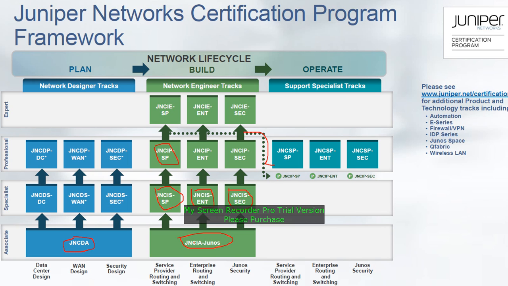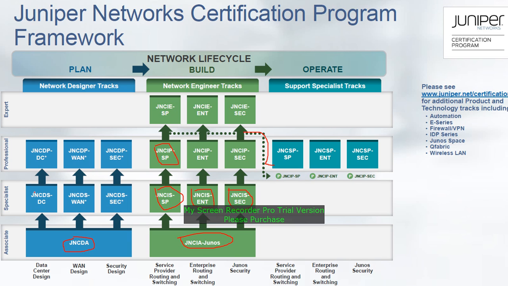So in Juniper, JNCIA is a $100 exam, and JNCIS, any specialist level exam, costs $200, and the professional level costs $300. The expert level cost varies depending on the dollar. It's around $1600 or $1700 for the lab exam.